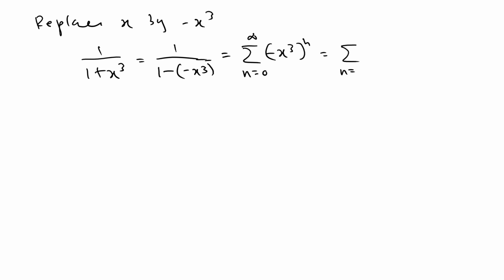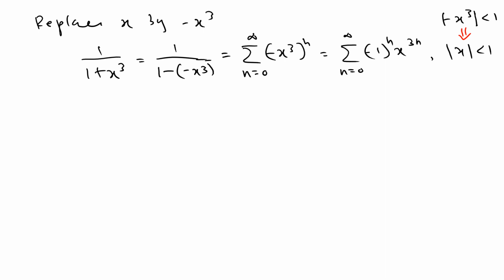So you can pull the negative sign out. So (-1)^n x^(3n), and this is only valid for |x| less than 1, because you get negative x cubed. That's what you get, negative x cubed. And then you can take the cube root, so you end up getting this. Okay, so it's the same thing. Good.